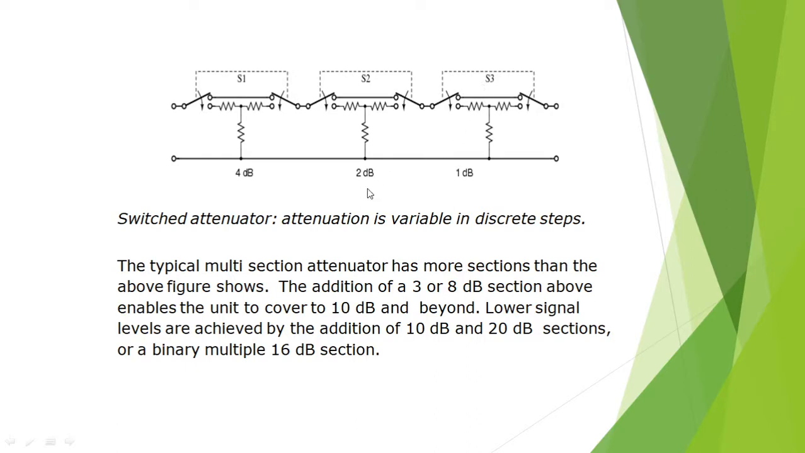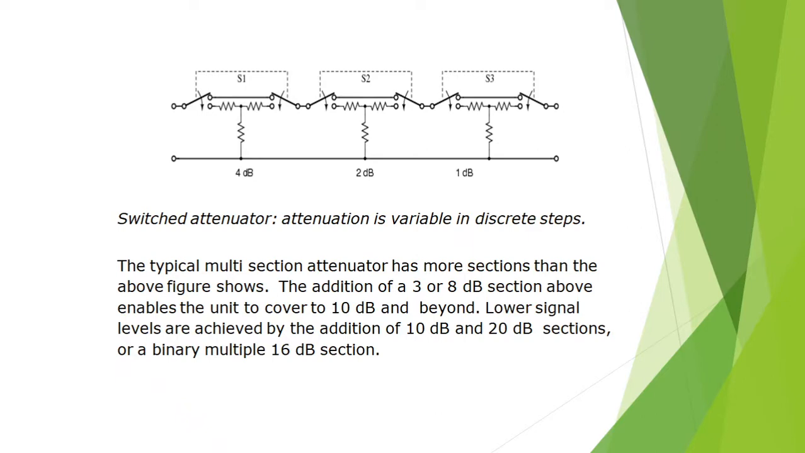We call it a switched attenuator because the attenuation is variable in discrete steps. Whatever attenuation we want, we can apply the switch, and the changes happen in discrete steps, according to our requirement. The typical multi-section attenuator has more sections than the above figure shows. It is an example of only 3, but a multi-section attenuator has more than these 3 sections.